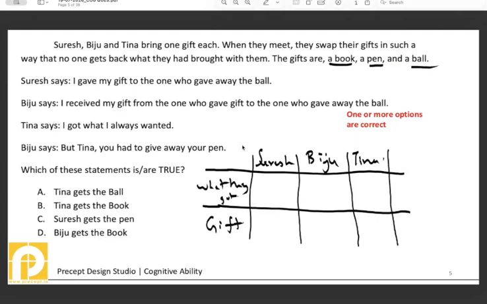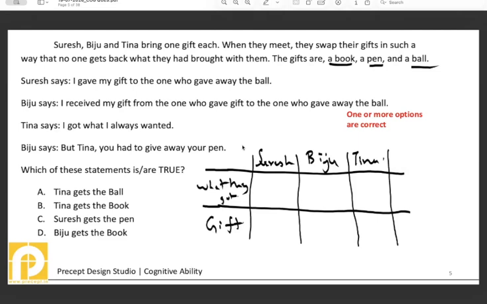What does Suresh say? I gave my gift to the one who gave away the ball. Biju says, I received my gift from the one who gave gift to the one who gave away the ball. Tina says, I got what I always wanted. And Biju says, but Tina, you had to give away your pen. Which of the following statements are true? One or more options is correct here.